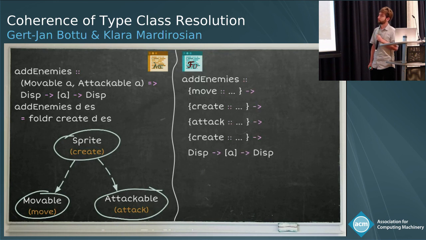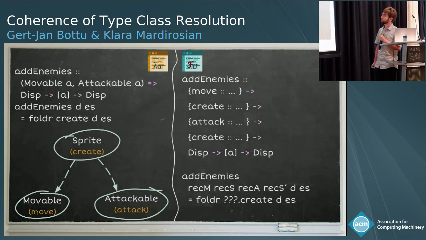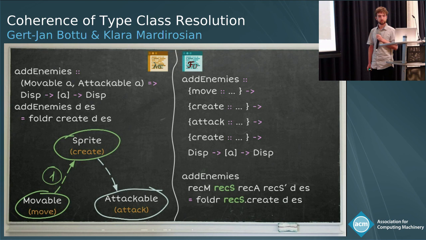Right. So in the translation, we will have to provide, I think, 4 records, one for the Movable type class and another one for the superclass of Movable, which is the Sprite. And then again, another record for the Attackable type class and once more for the superclass of Attackable. Then when translating the body of add enemies, after we have provided the 4 record arguments, we would extract the create function. Well, we could either extract it from rec s or from rec s prime, right?